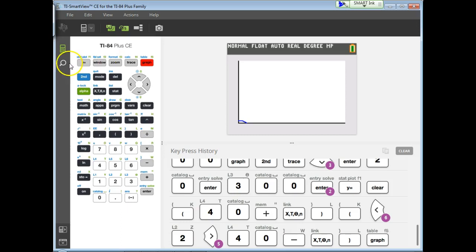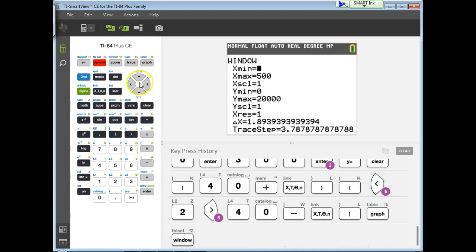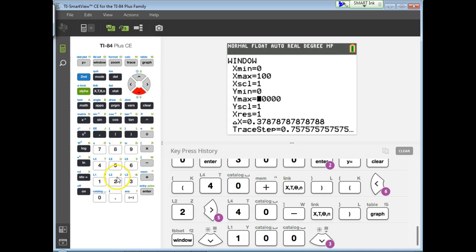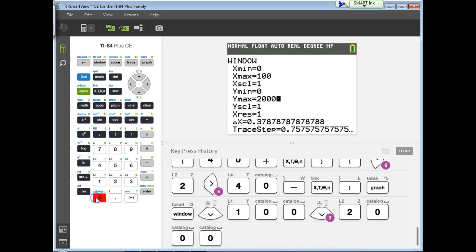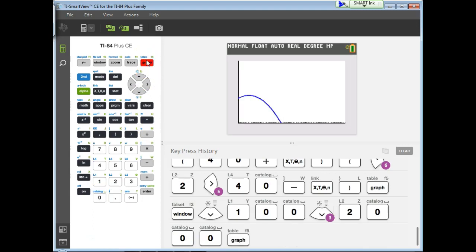So I'm going to go to window. I'm going to pull the x max way back. Let's go like 100. And clearly 20,000 is too big. So, I don't know. What do you want to try? Like 2,000? And again, I just need to be able to see the max. First shot, good job.